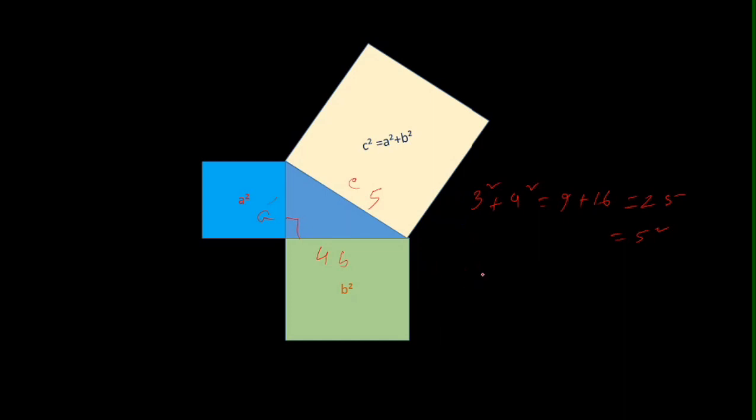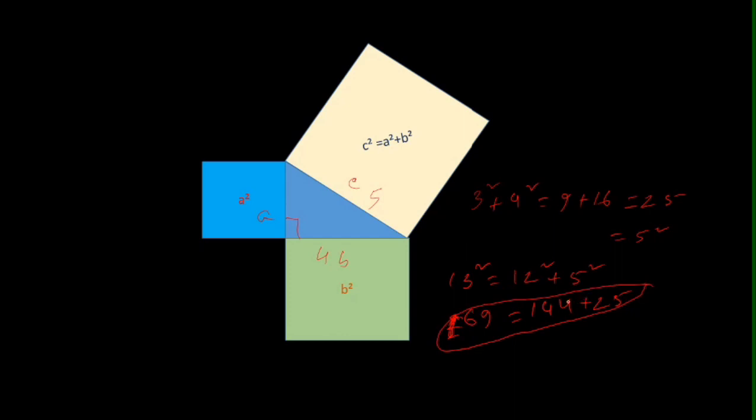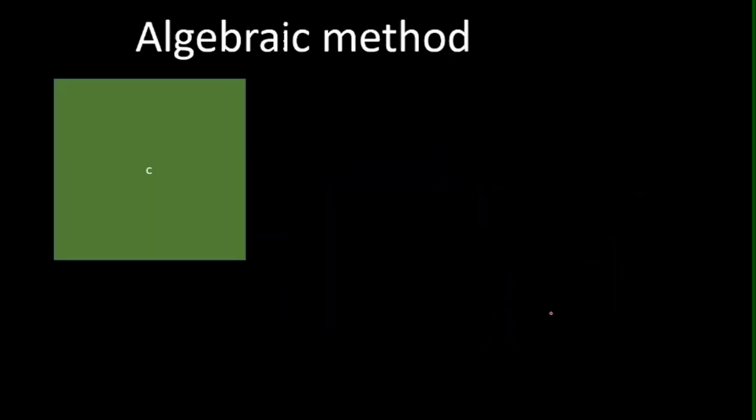In another way we can prove that 13 square equals 12 square plus 5 square. With these dimensions we can make a right angle, where 169 equals 144 plus 25. In this way also we can prove this equation.